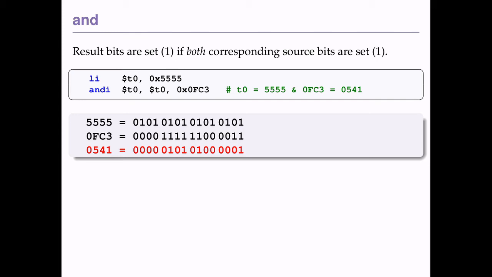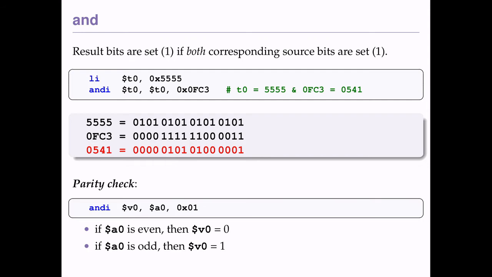That's all, nothing more. So let's have a look at one use for this. A very useful way to use AND is for a parity check, which is to say to test whether a word is even or odd. So if we use this instruction, AND immediate, we store the value in V0, and we're comparing A0 with the value 1. Now if the 1 is set, then that means that a number is odd because everything else is even, so if you add a 1 to it, it will become an odd number.